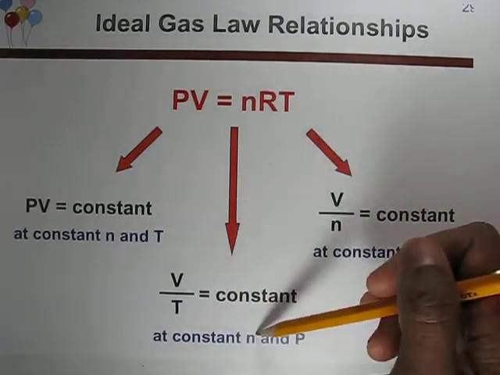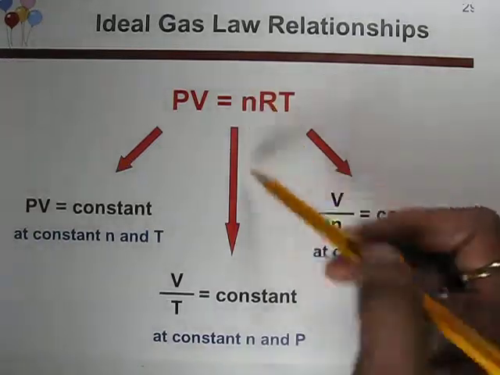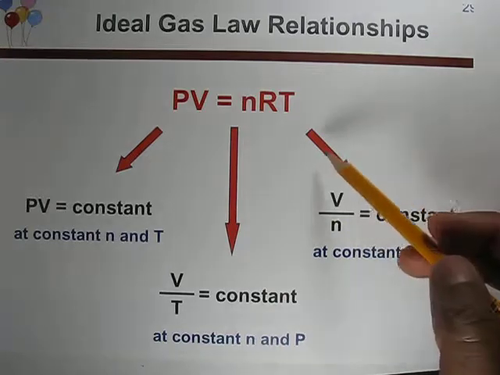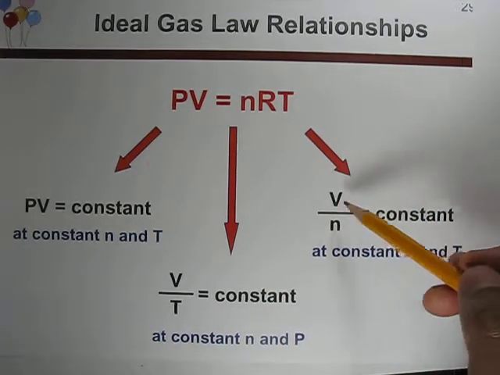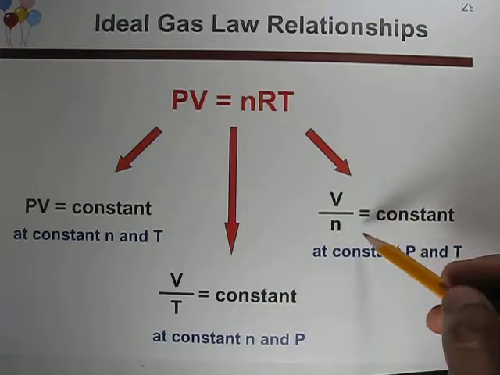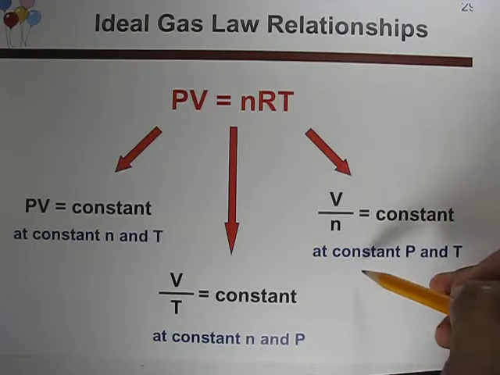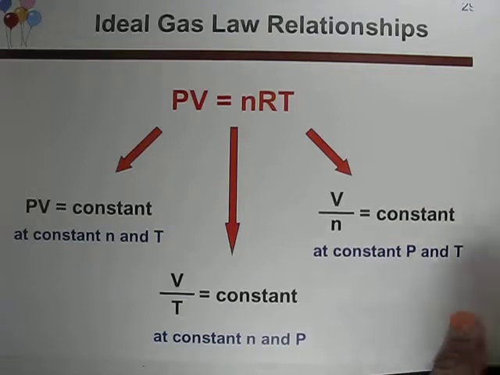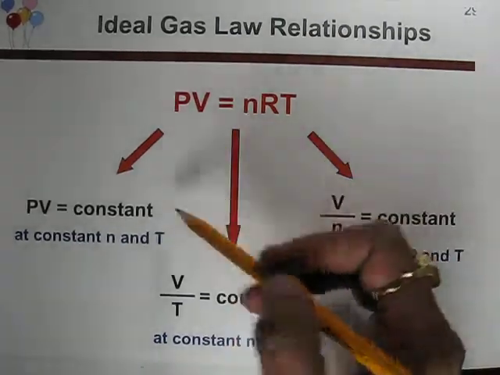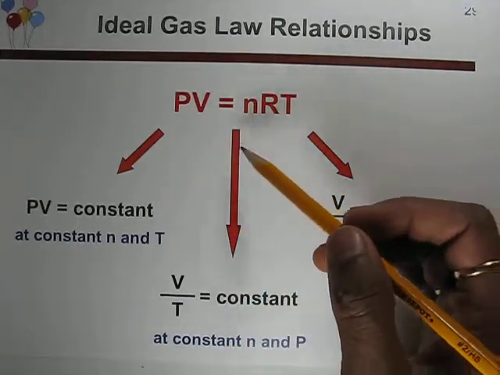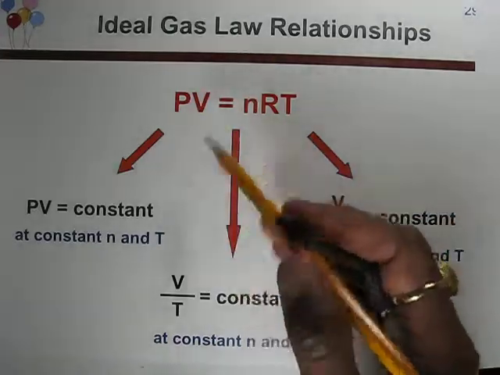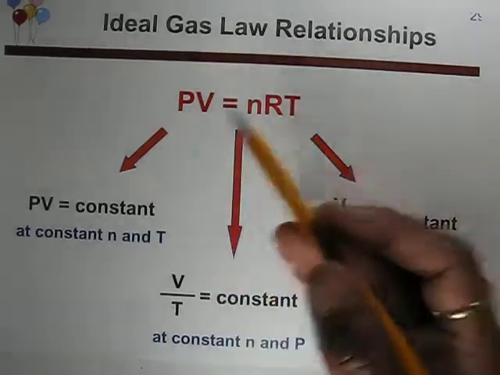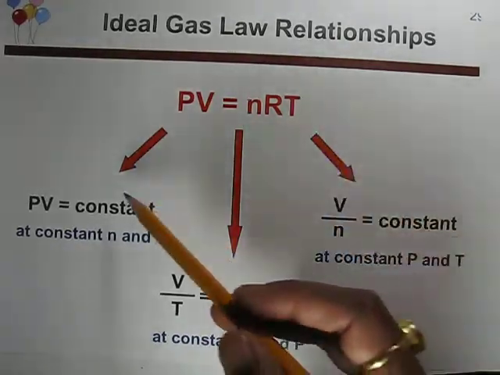At constant amount and pressure, these two will also be constant. And this is according to Avogadro's law, that volume is directly proportional to the amount of a gas, which is V over N is constant at constant pressure and temperature. So if we make any two variables constant, then we can derive Boyle's law, Charles's law and Avogadro's law, because the ideal gas equation is a combination of these three laws.